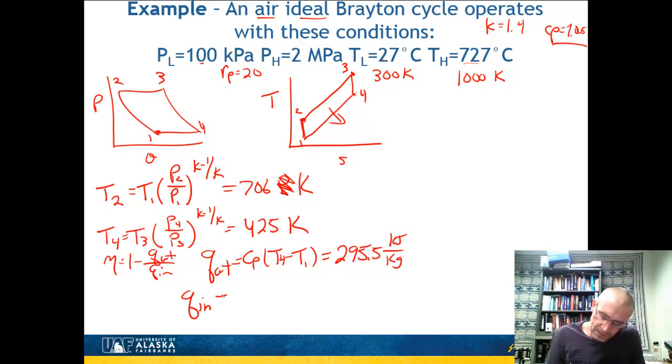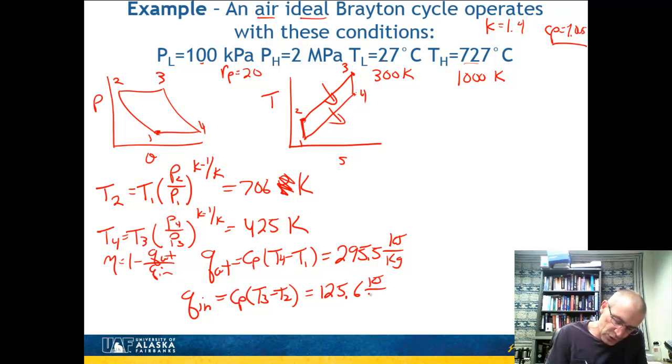And then Q in, Cp, Q in step is 3 to 4, so T3 minus T2. And I plug in those numbers, that's 125.6 kilojoules per kilogram. So let's go ahead and calculate our thermal efficiency.